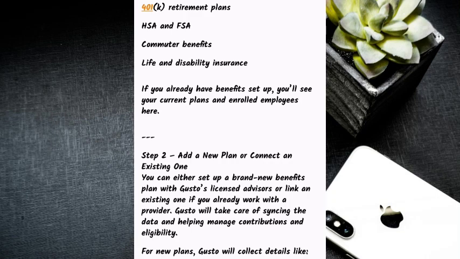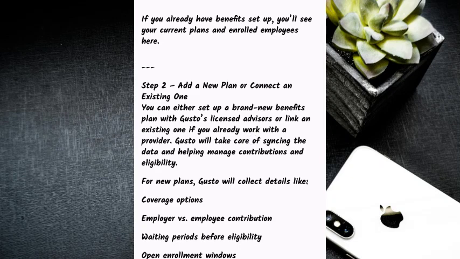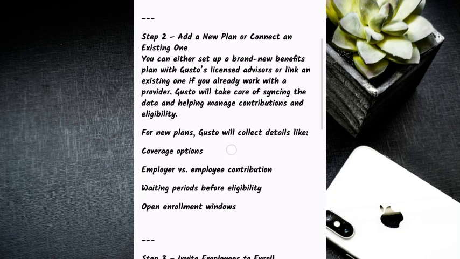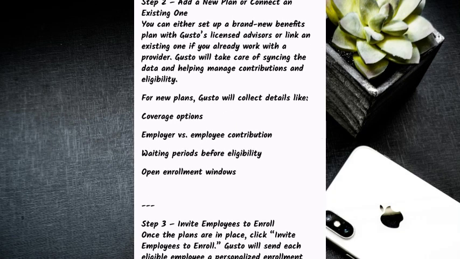If you already have benefits set up, then you'll see your current plans and enrolled employees all right here on the dashboard. Step 2 is going to be to add a new plan or connect an existing one. So you can either set up a brand new benefits plan with Gusto's licensed advisors, or you can link an existing one if you already work with a provider. Now, Gusto will take care of synchronizing the data and helping to manage contributions and eligibilities. For a new plan, Gusto is going to collect details such as coverage options, employer versus employee contributions, waiting periods for eligibility, and open enrollment windows.